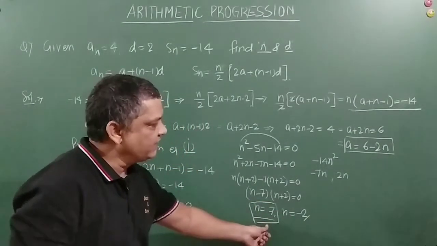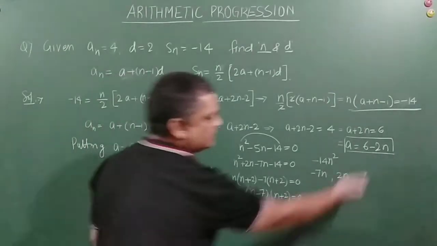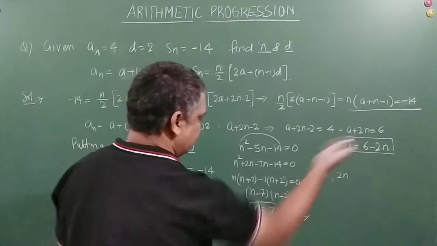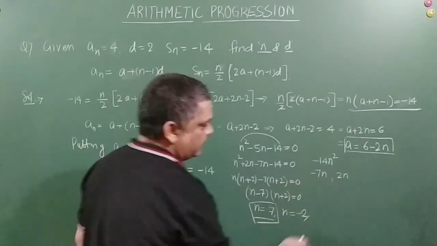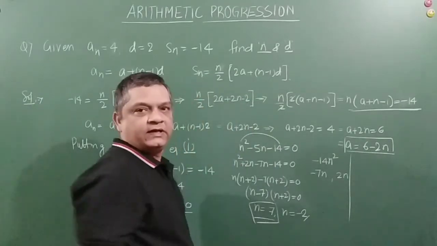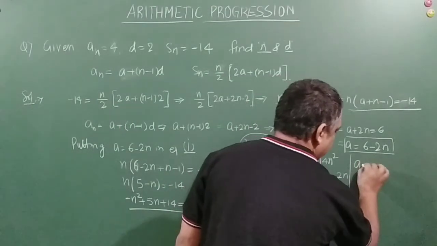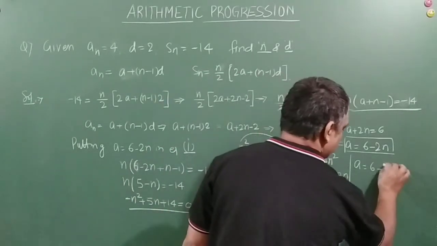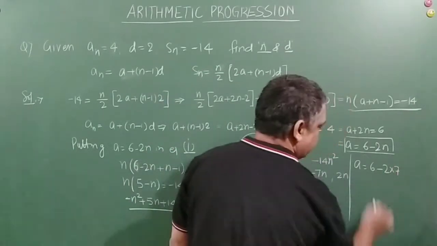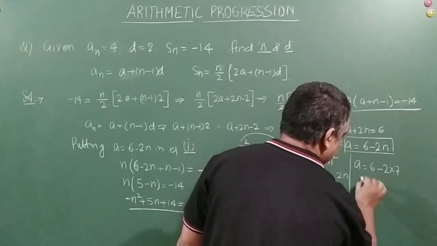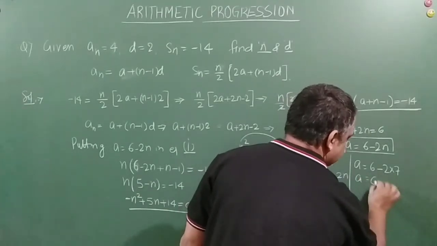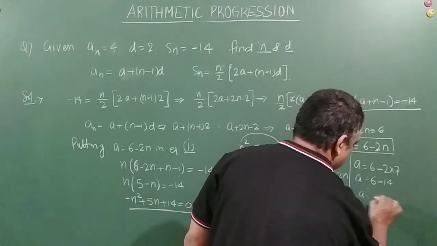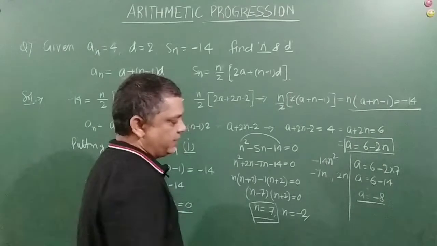Once n is equal to 7, we can actually place it here. No problem, right? This is also one of the equations. So we will place it here and then find the value of a. Let me do it here only. So a is equal to 6 minus 2n. That is equal to 2 into 7. That is a is equal to 6 minus 14. That is a is equal to minus 8. Right?